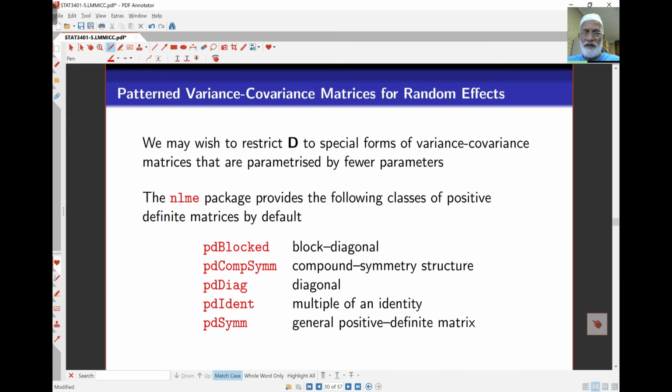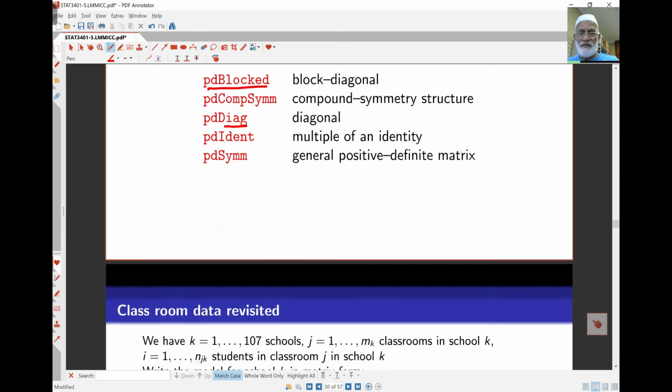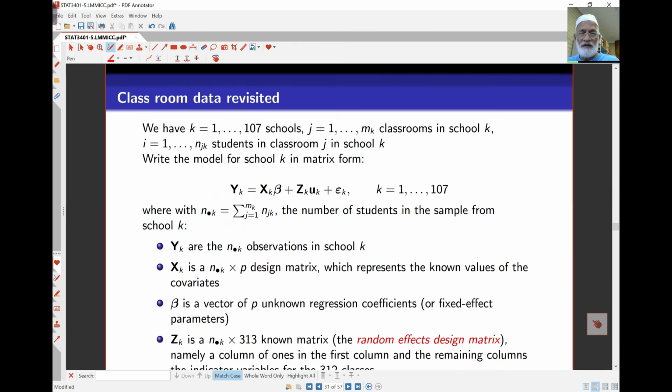Now we can take a look at the patterned covariance matrices for random effects, and the common ones we saw earlier that the LME package provides are these ones. Block diagonal is a very common one, and we can also use simply diagonal over the compound symmetry structure. We've seen all this before. Let's see which one we fit here.